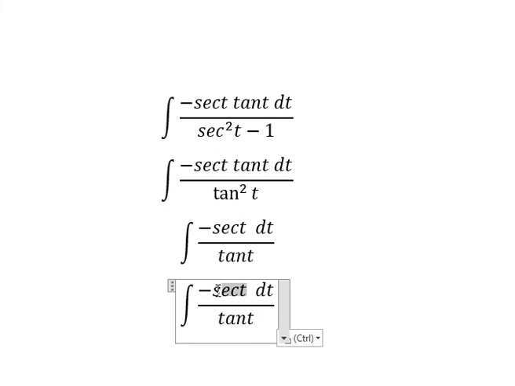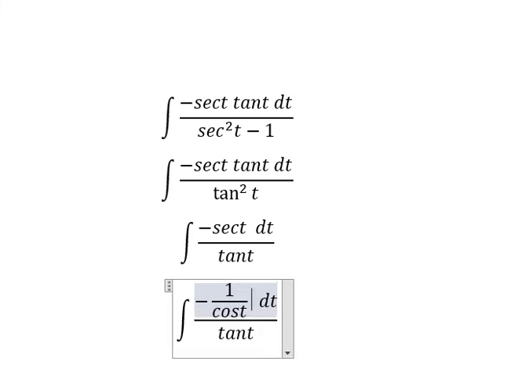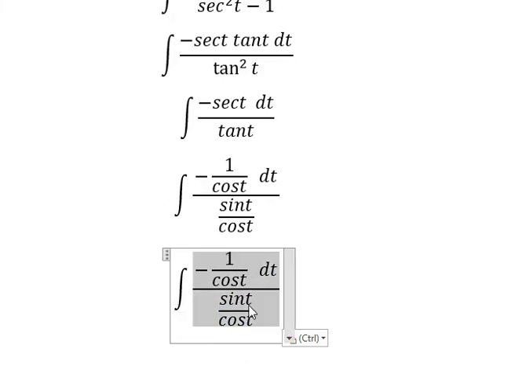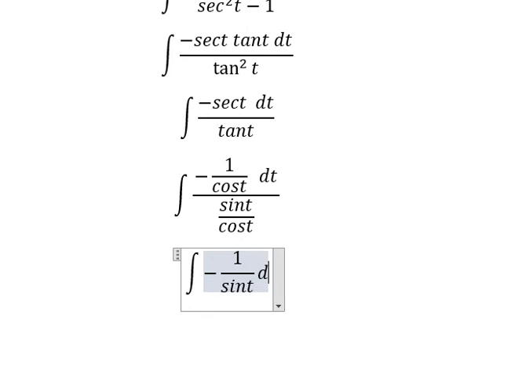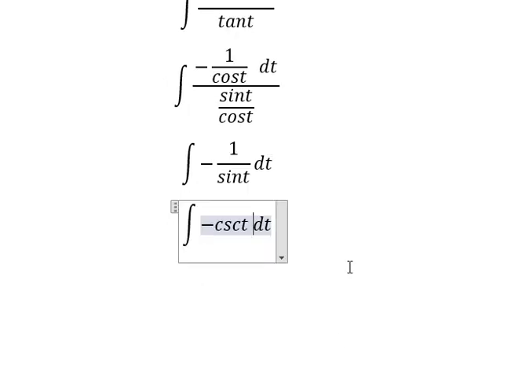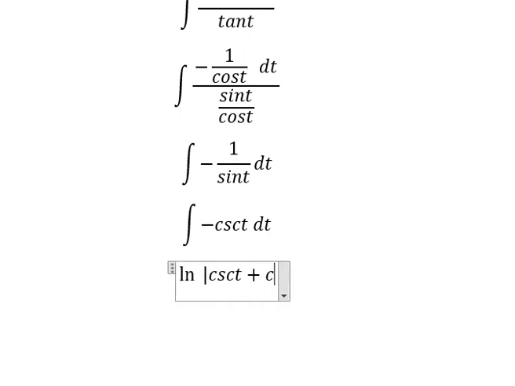So secant of t we have 1 over cosine t. Tan t we change by sin t over cosine t. Cosine t divided by cosine t. We have negative 1 over sin t dt. And this one we have cosecant of t. The integration of negative cosecant of t, we will have about ln of the absolute value of cosecant of t plus cotan t, and we put about c.